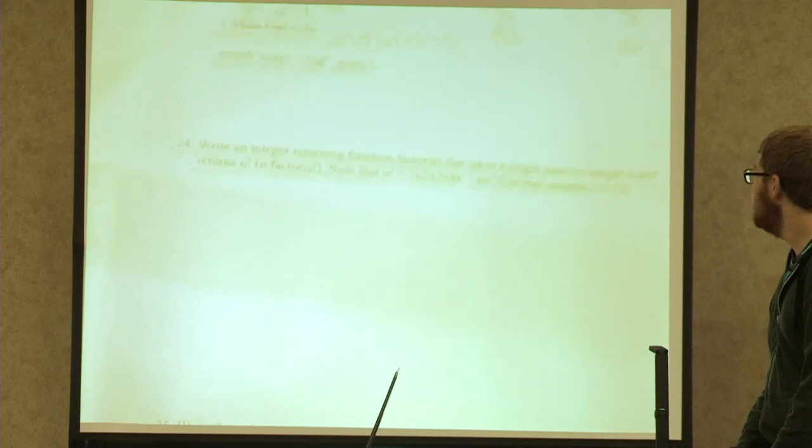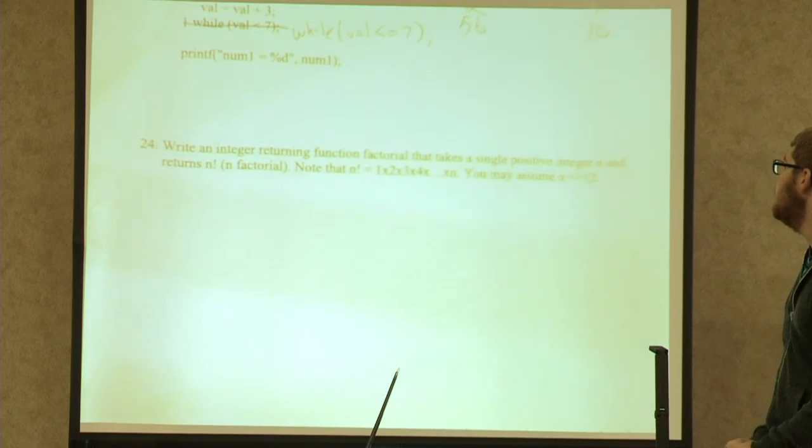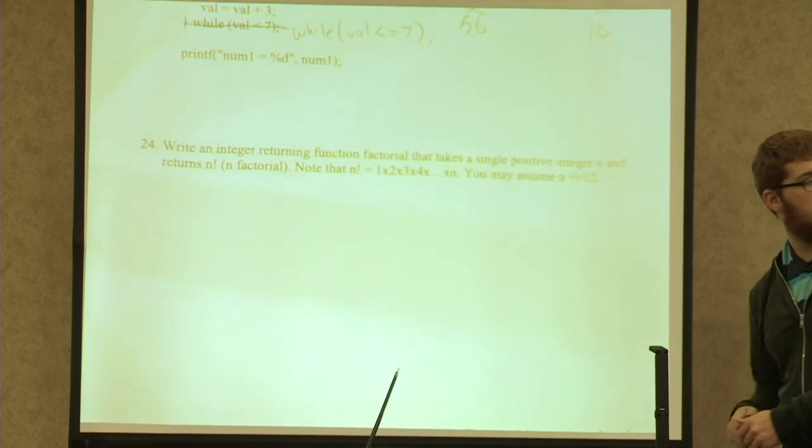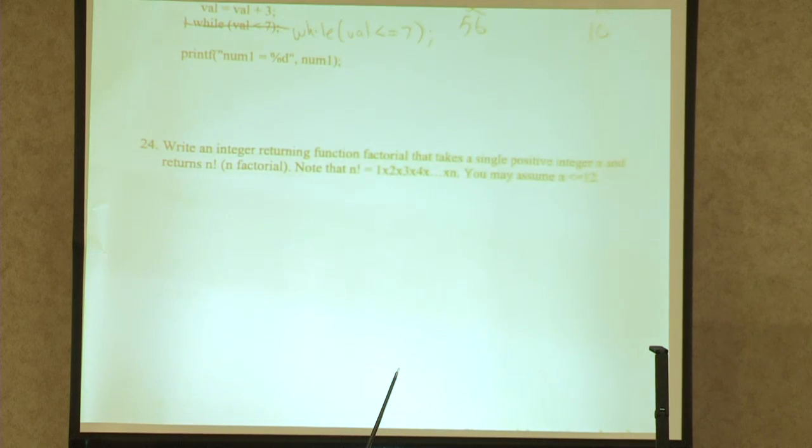Okay. Now we're getting into functions. We're going to write an integer returning function factorial. It takes a single positive integer n and returns n factorial. N factorial is 1 times 2 times 3, all the way up to what that n is. Does anyone know how to start a function? The type. Okay. What would be the return type? We're returning an int. So what would you write? What would be the first part?